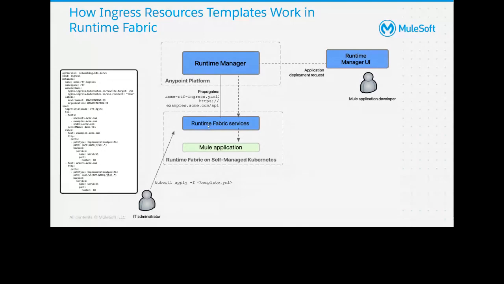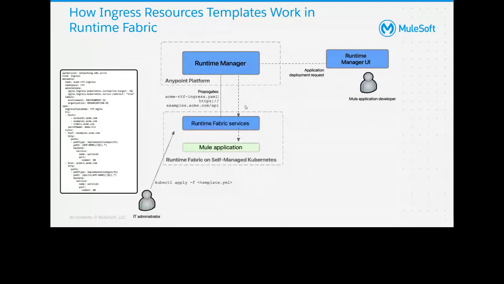So from a customer perspective, the first step is to install the Ingress controller. Second step, create the Ingress resource template that we just saw. In that, you will specify the Ingress class name, referring to which Ingress controller you want to use, and all the routing rules. Make sure it is applied at the RTF namespace. That's all you need to do. Now the RTF agent will take care of communicating the domain information to Runtime Manager, and when you deploy a Mule application, the RTF agent will again take care of creating the Ingress resource for that Mule application so that the Ingress controller knows how to route the traffic.